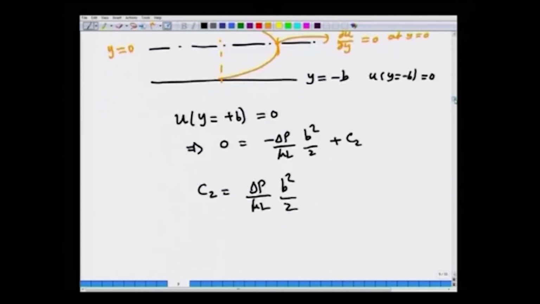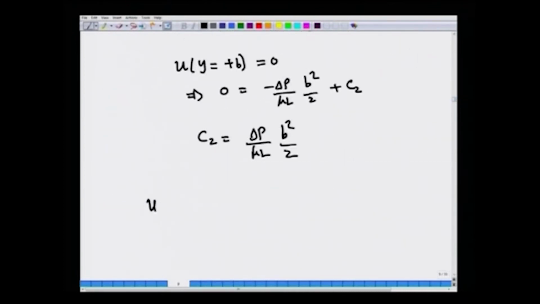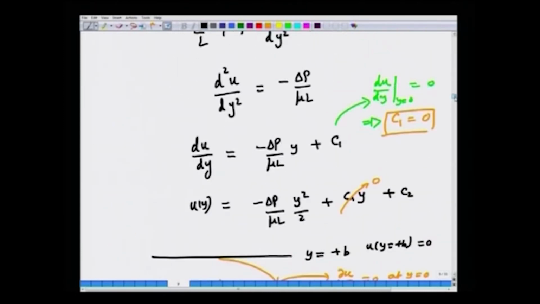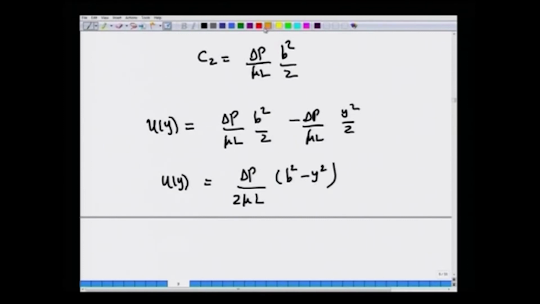Okay. So, now I can substitute this back in this expression for u. Instead of C2, I will put this. So, u of y is delta p by mu L b squared by 2 minus delta p by mu L y squared by 2, or u of y is delta p by 2 mu L times b squared minus y squared. This is the velocity profile for plane Poiseuille flow, that is flow between two parallel plates driven by pressure difference.